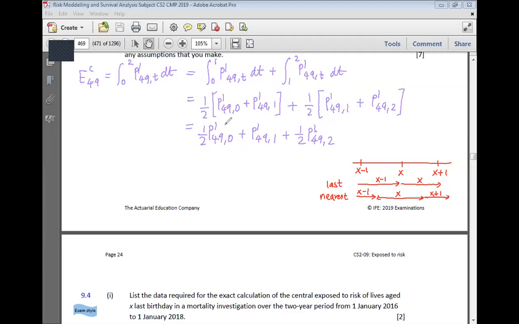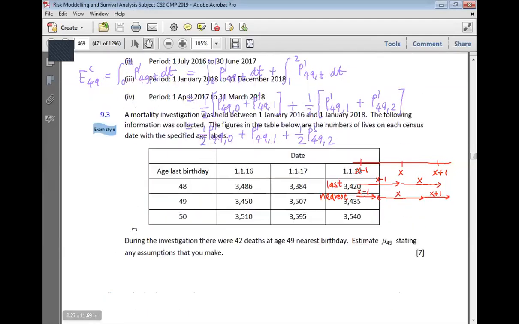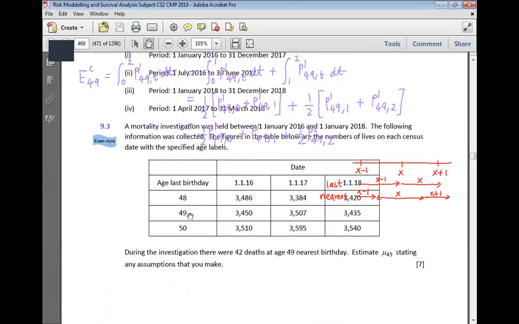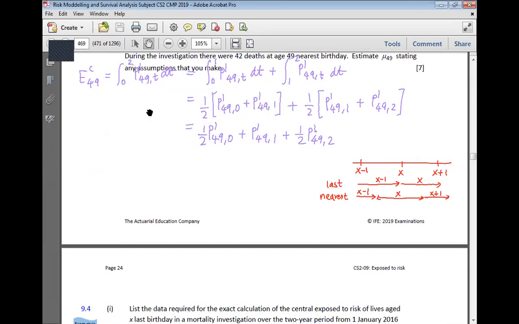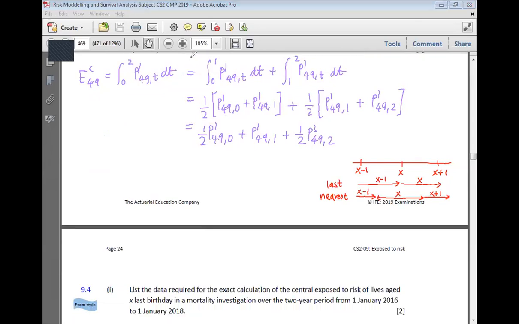P dash 49, 0. So again, if we go back, we have information about 48, 49, and 50, right? So we have P48, P49, and P50. So what do you guys think should be happening here?